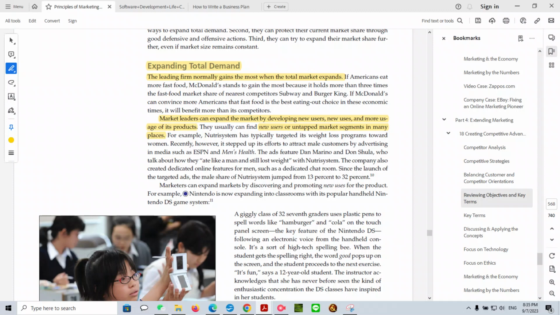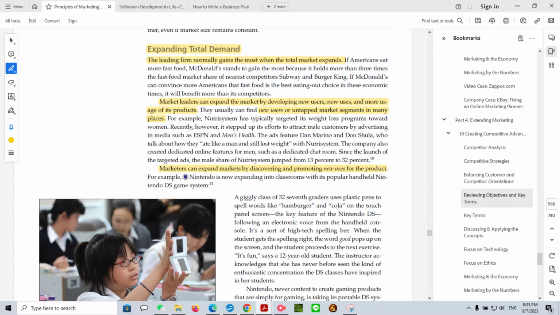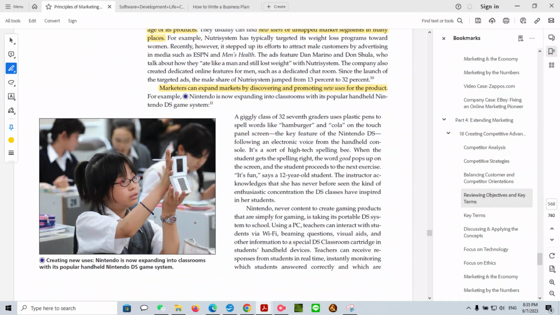Marketers can expand markets by discovering and promoting new usages for the product. That's another way. So we have a product, and you say, okay, how can this product be used? Well, this product can be used for gaming. How about for education? Okay, there we go. That's untapped. Before, gaming devices were only targeted towards gamers. What if you target it for education? Here we go. You targeted schools and other places that weren't targeted before. And then you have students that use that. You see that? Now, Japan, they had something that they were using.